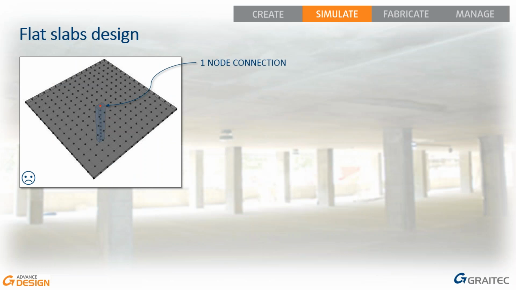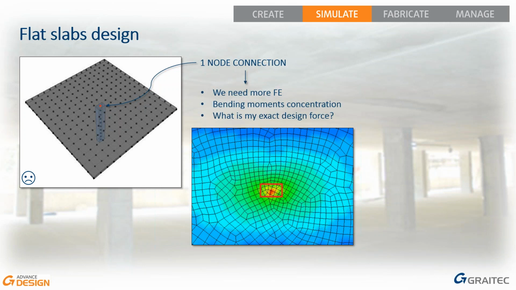So first of all, about the flat slab design. You probably noticed that whenever you model a column connected to the slab, it's only connected with one central node. It leads to many difficulties, like we already need more finite elements in that area, and also it leads to the bending moment concentration. So you can't really tell what your exact design forces are.